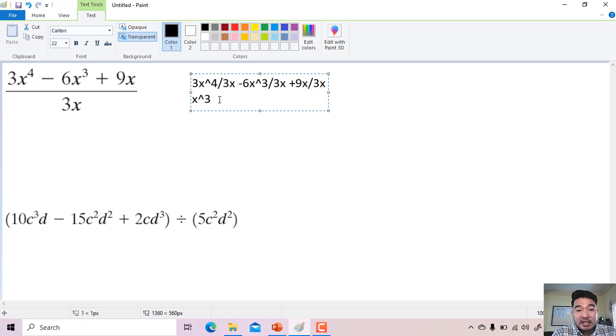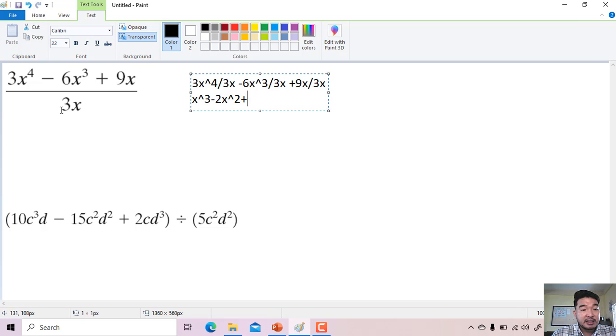The next one is minus 6 divided by 3. So that is equal to 2. And then x cubed divided by x. So x raised to 3 divided by x. Subtract mo lang yung exponent: 3 minus 1 will become x raised to 2. So that's 2x squared. Plus 9 divided by 3.